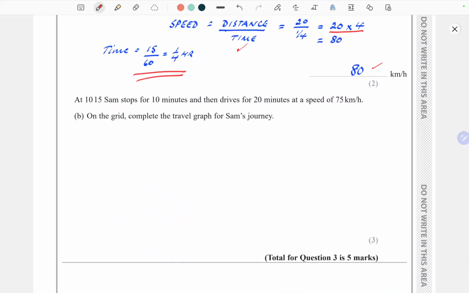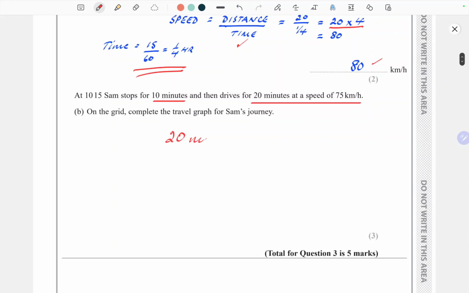And the next part of it, it says at that point, stops for 10 minutes and then drives for 20 minutes at a speed of 75 kilometers per hour. So the working to show here, if you can, is 20 minutes equals 1/3 of an hour. Therefore, the distance must be 1/3 times 75.